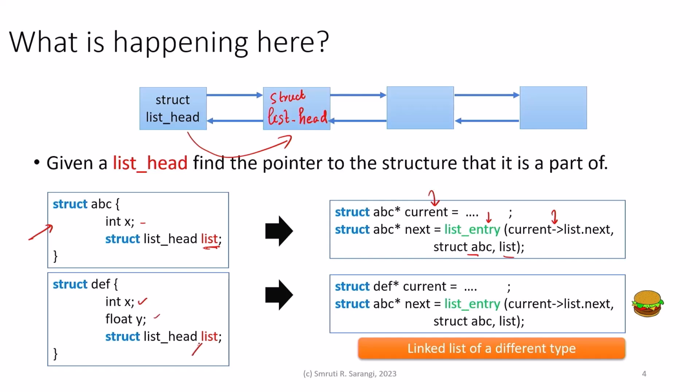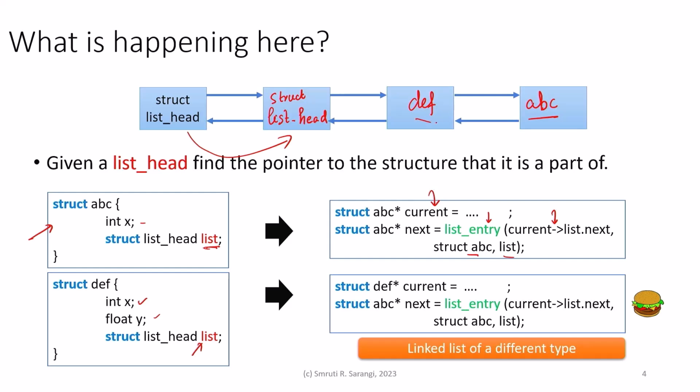And then you have a struct list_head. Of course, I'm adding a float, but the kernel code does not have floats. So the kernel code does not have floating point numbers, but this is only for the purpose of demonstration. Let us say that I have a struct of type DEF, which is pointing to a struct of type ABC.